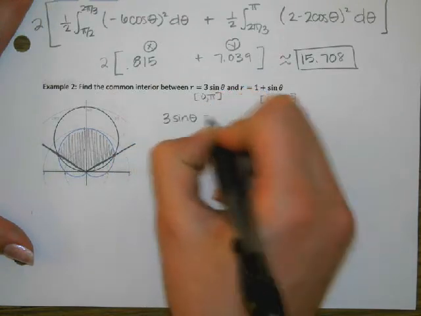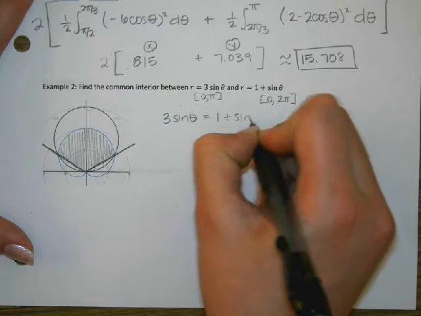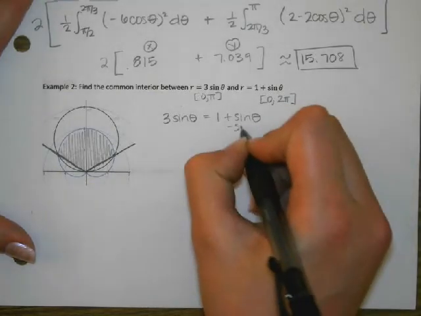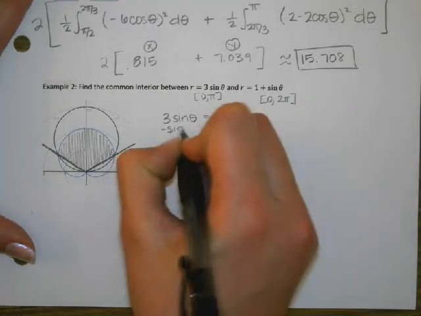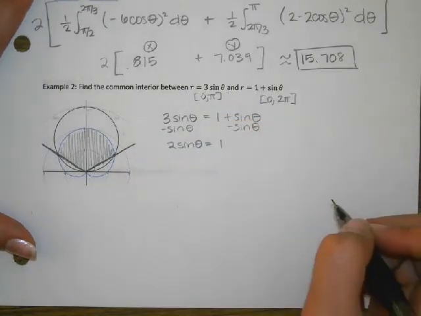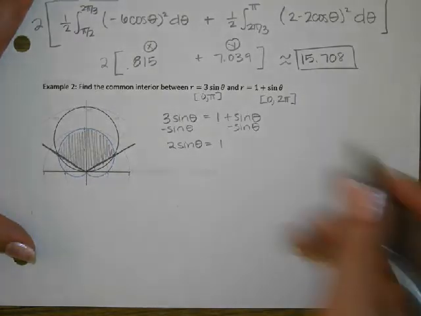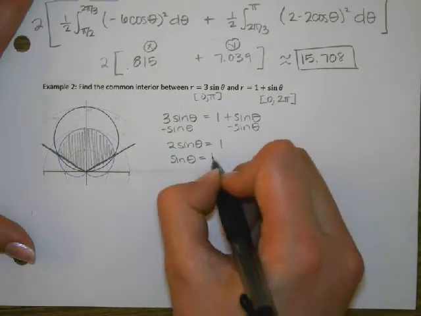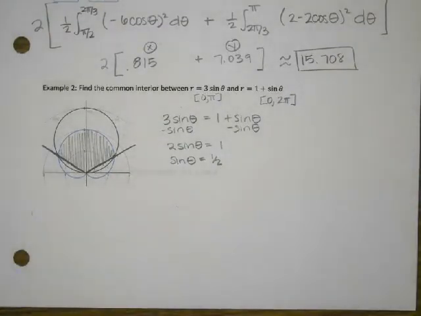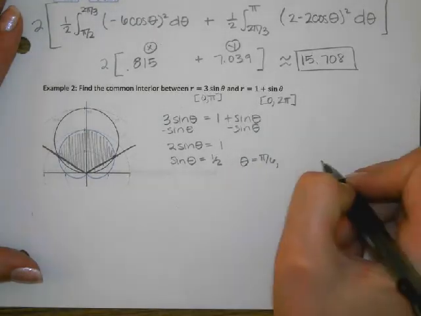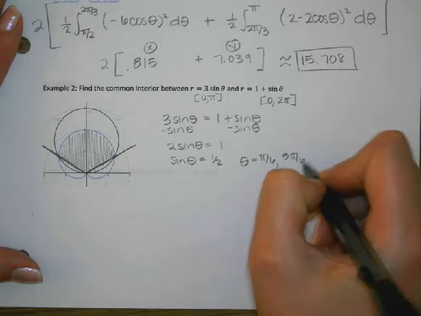So 3 sine theta equals 1 plus sine theta. And what should we do to get the sine thetas to one side? Subtract this one over. So 2 sine theta equals 1, and that gives us sine theta equals 1/2. And which totally fits that picture, right?